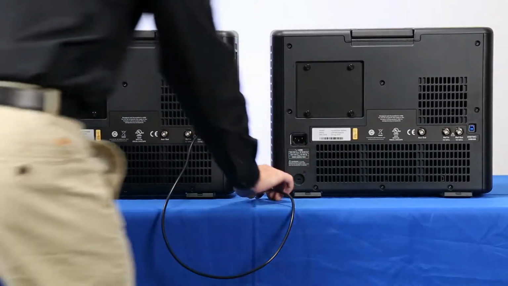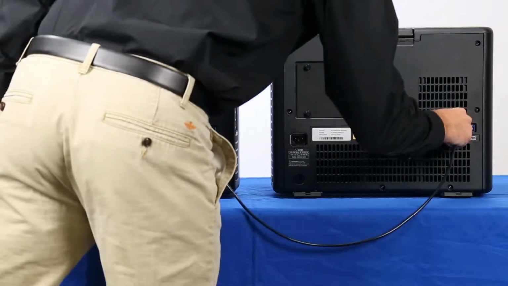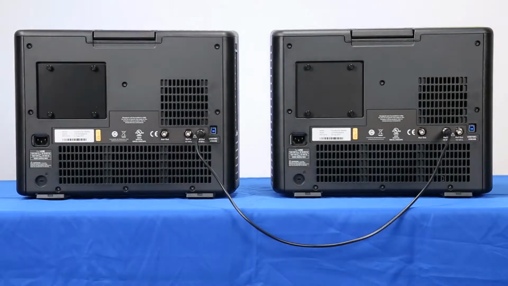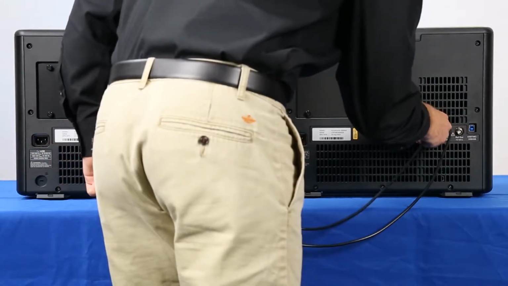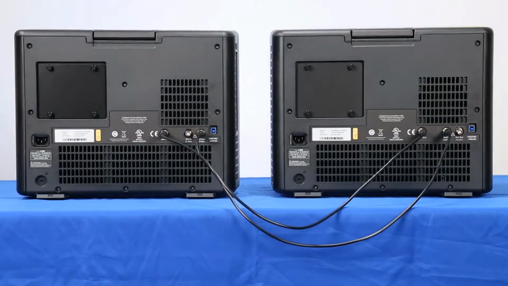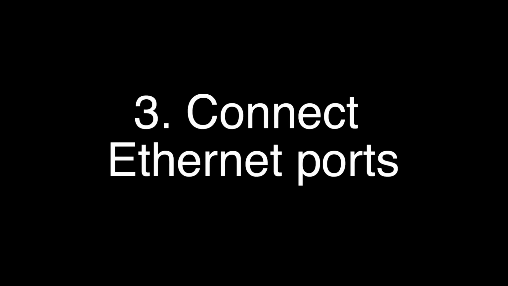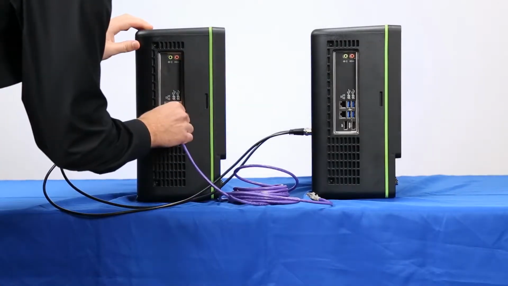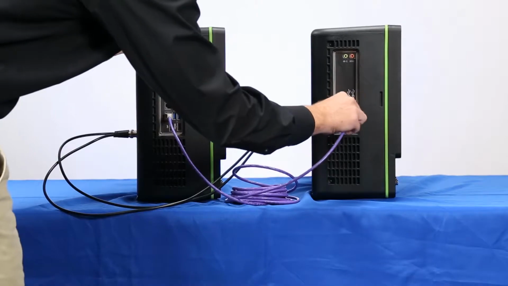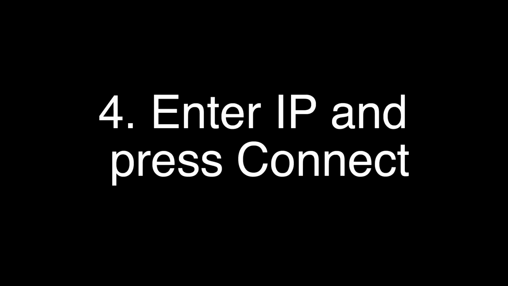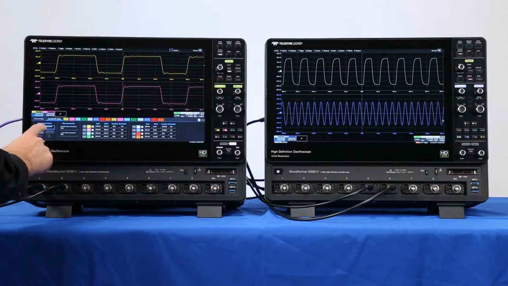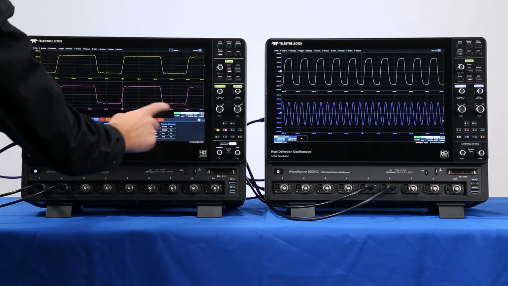Setup is incredibly easy. First, connect the reference out of the remote unit to the reference in on the main unit. Second, connect the aux outputs of both units. Third, place the remote and main unit on the same network, or directly connect them using an Ethernet cable. Lastly, enter the IP address of the remote unit and press connect.